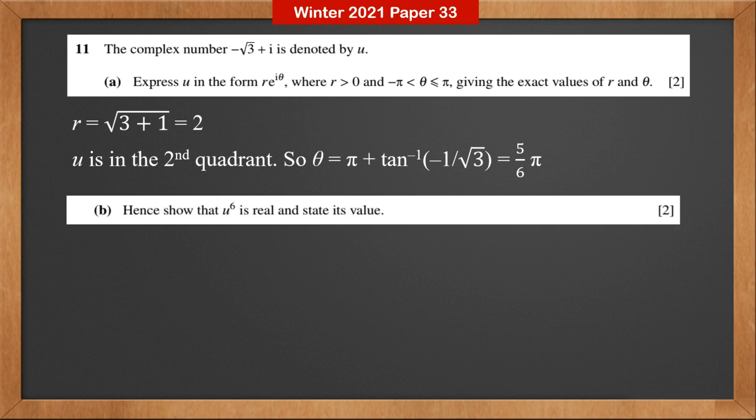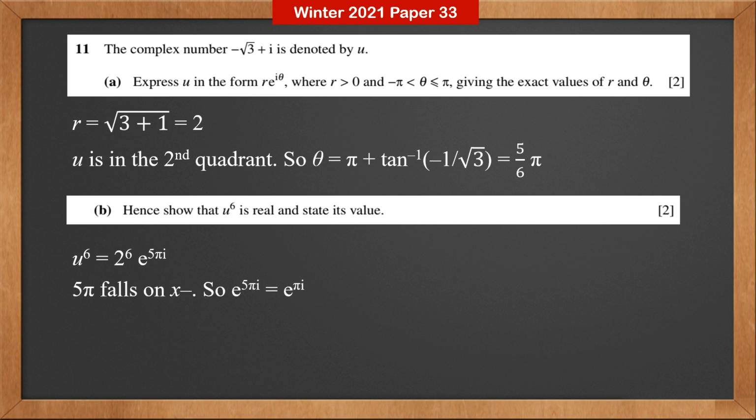B. Hence show that u to the 6 is real and state its value. u to the 6 is r to the 6 times e to the i 6 theta. So it's 2 to the 6 times e to the i 6 theta. 6 times 5 over 6 pi is 5 pi. So it's 2 to the 6 times e to the 5 pi i. 2 to the 6 is 64.